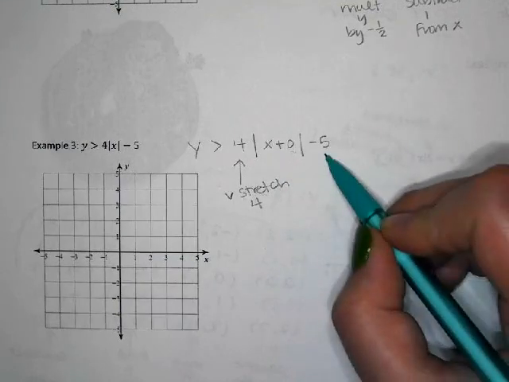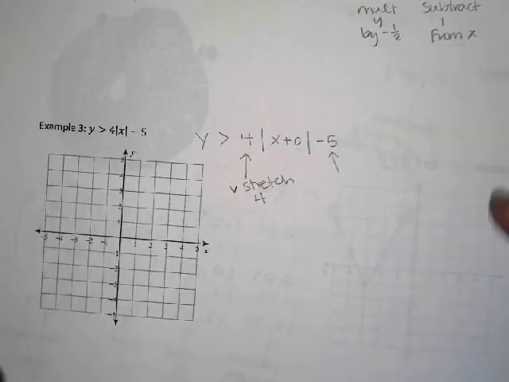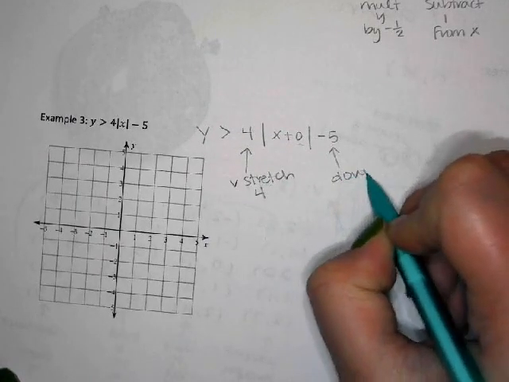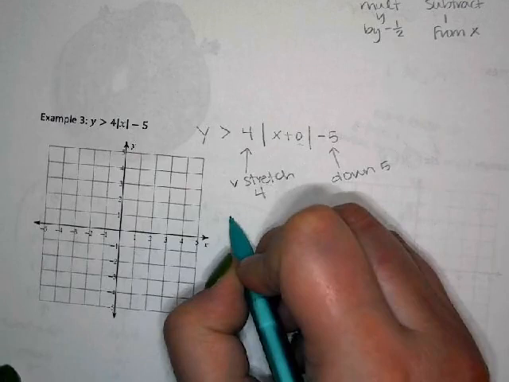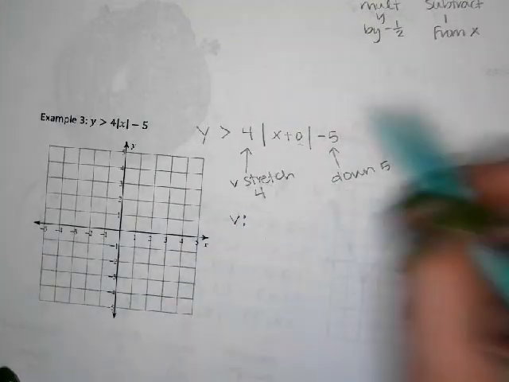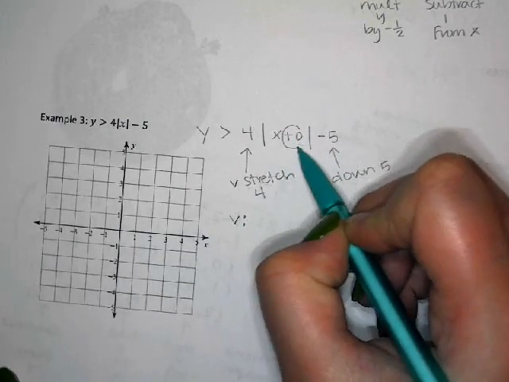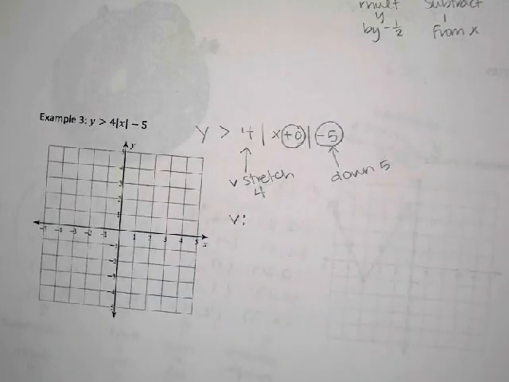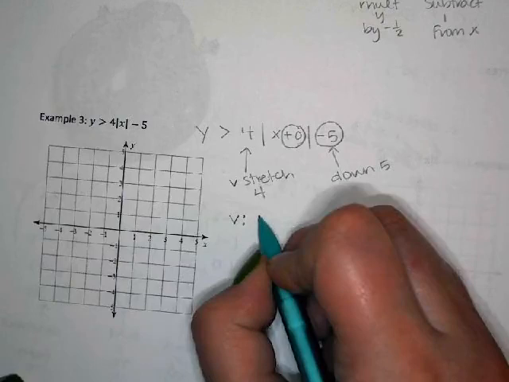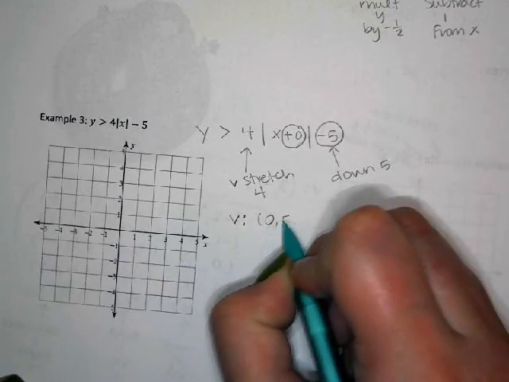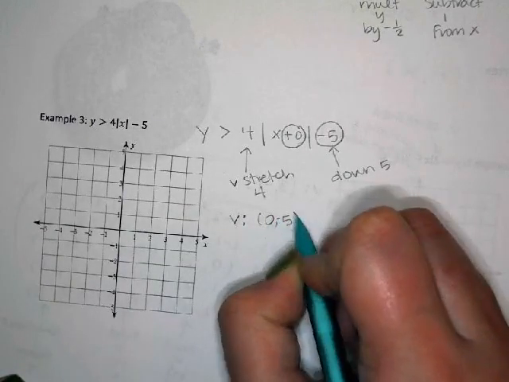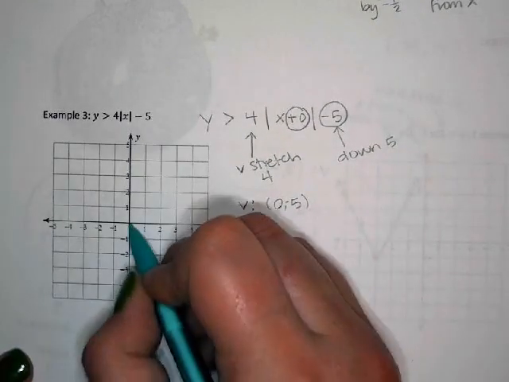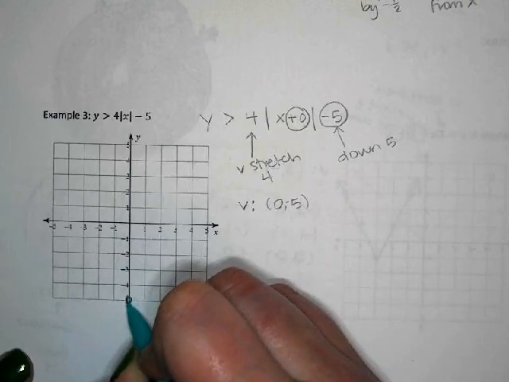Okay. So the vertex of this graph is 0, -5. The vertex of the graph is 0, -5. Right here at the very bottom. Okay. And then I'm actually not going to have us find the points for this one. I'm just going to have us graph it on a calculator.